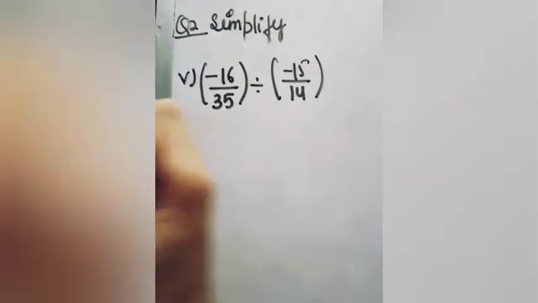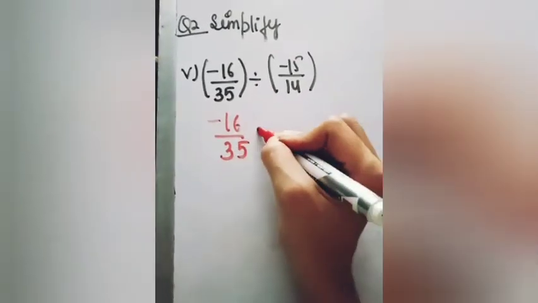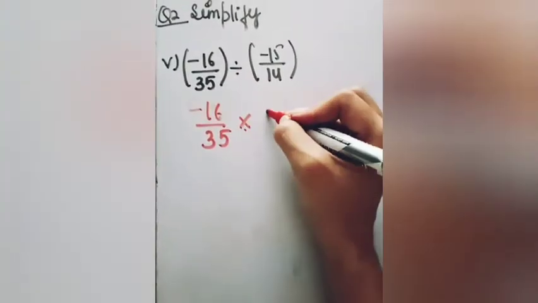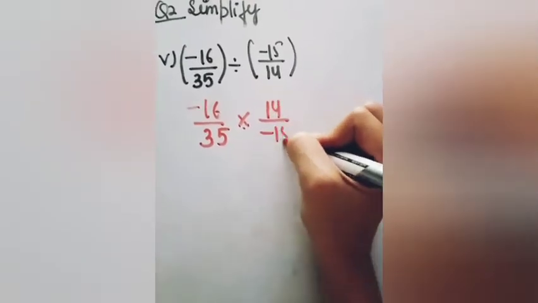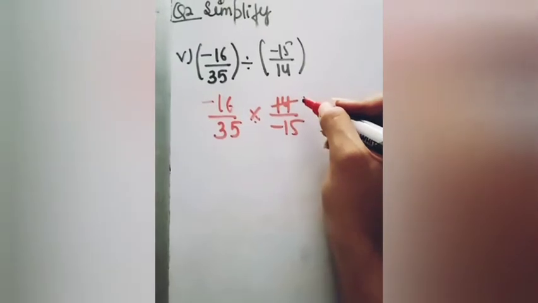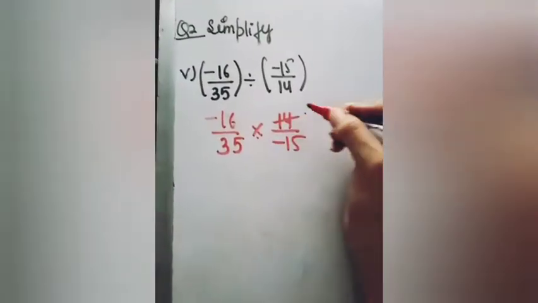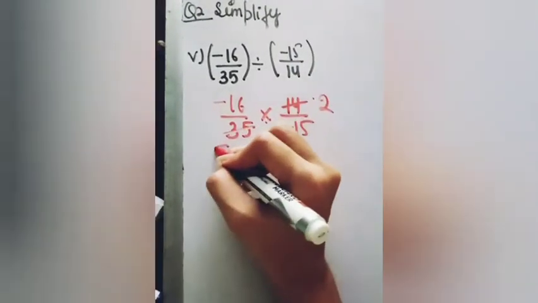See one more example. How do we divide it? In its place we put the multiplication sign and take the reciprocal of the second number. Now these two come in the table of 7. 7 2s are 14, 7 5s are 35.